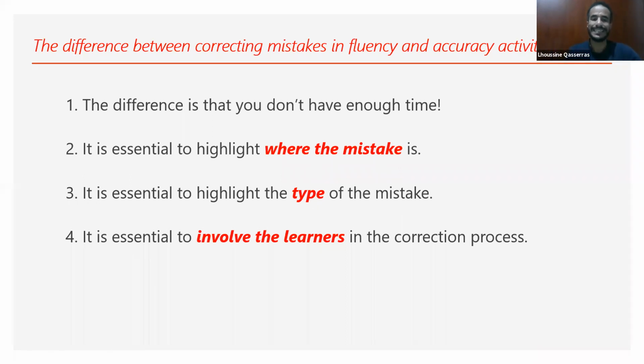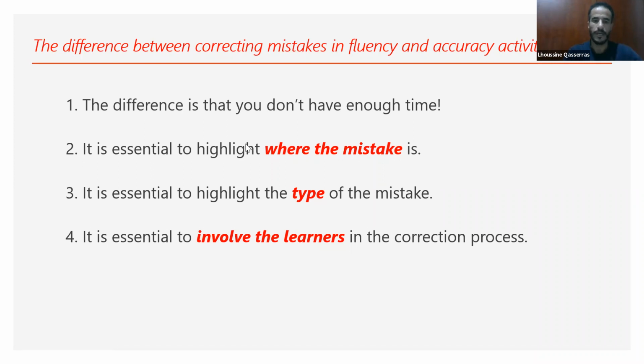Number two, it's essential to highlight where the mistake is, especially for writing. You can underline or you can circle where the mistake is. Or in speaking, you just repeat the word. He plays chess. Okay, listen, play, play, play. Okay. Number three, it is essential to highlight the type of the mistake. Teacher, he played tennis yesterday. Simple past, grammar, chances, changes, simple past. So the type of the mistake.